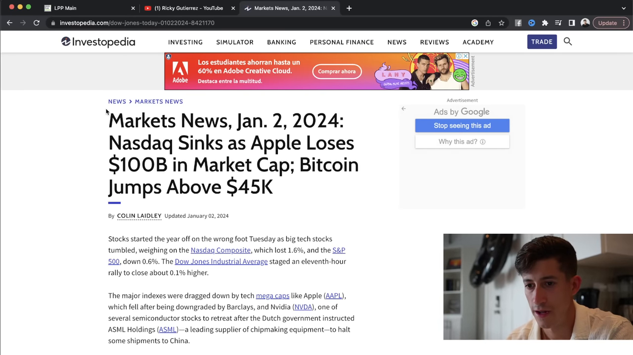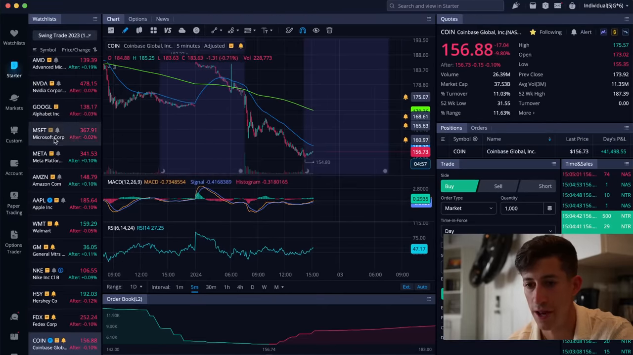So overall, Nasdaq market drops second day in a row. Let's go ahead and break this down. It says market news, January 2nd, 2024: Nasdaq sinks as Apple loses $100 billion in market cap. Bitcoin jumps over $4,500 when it comes down to its price per coin. And this is the secondary sell-off that we've been seeing with the Nasdaq market.